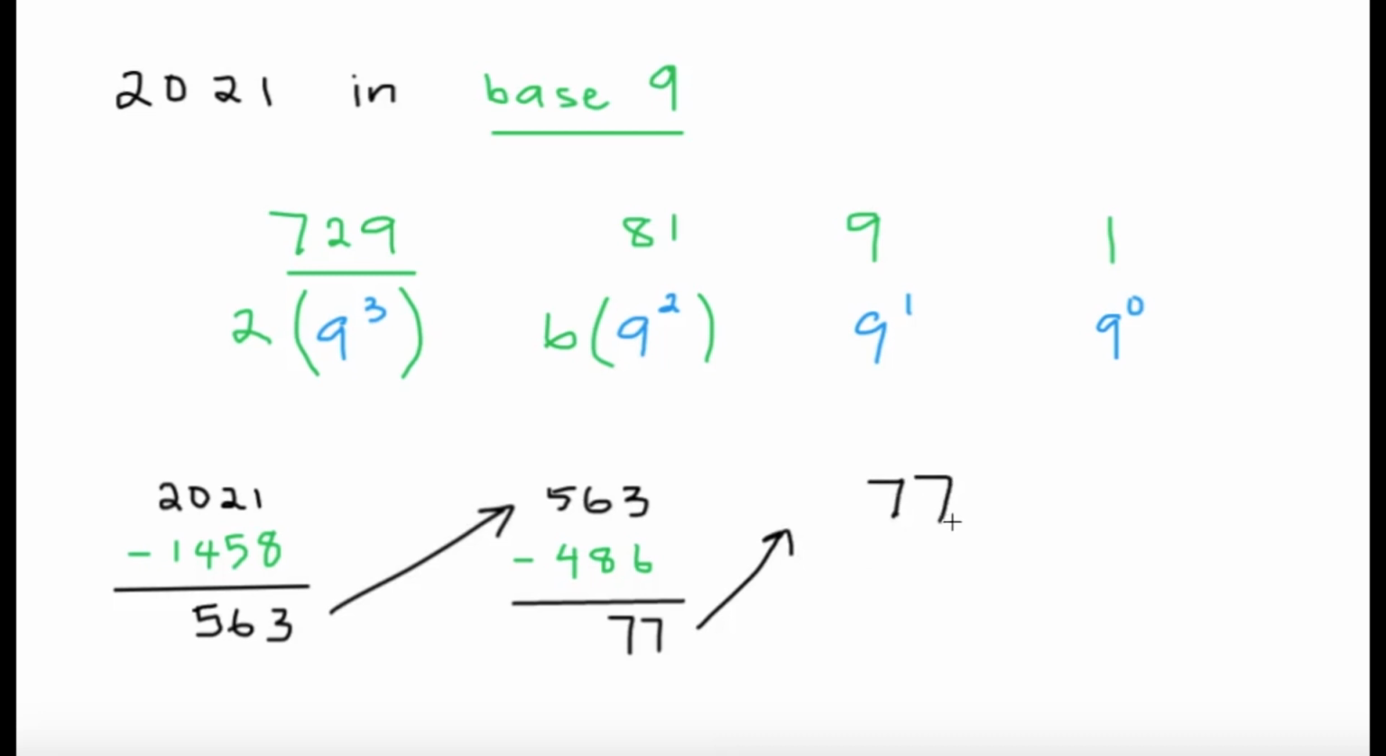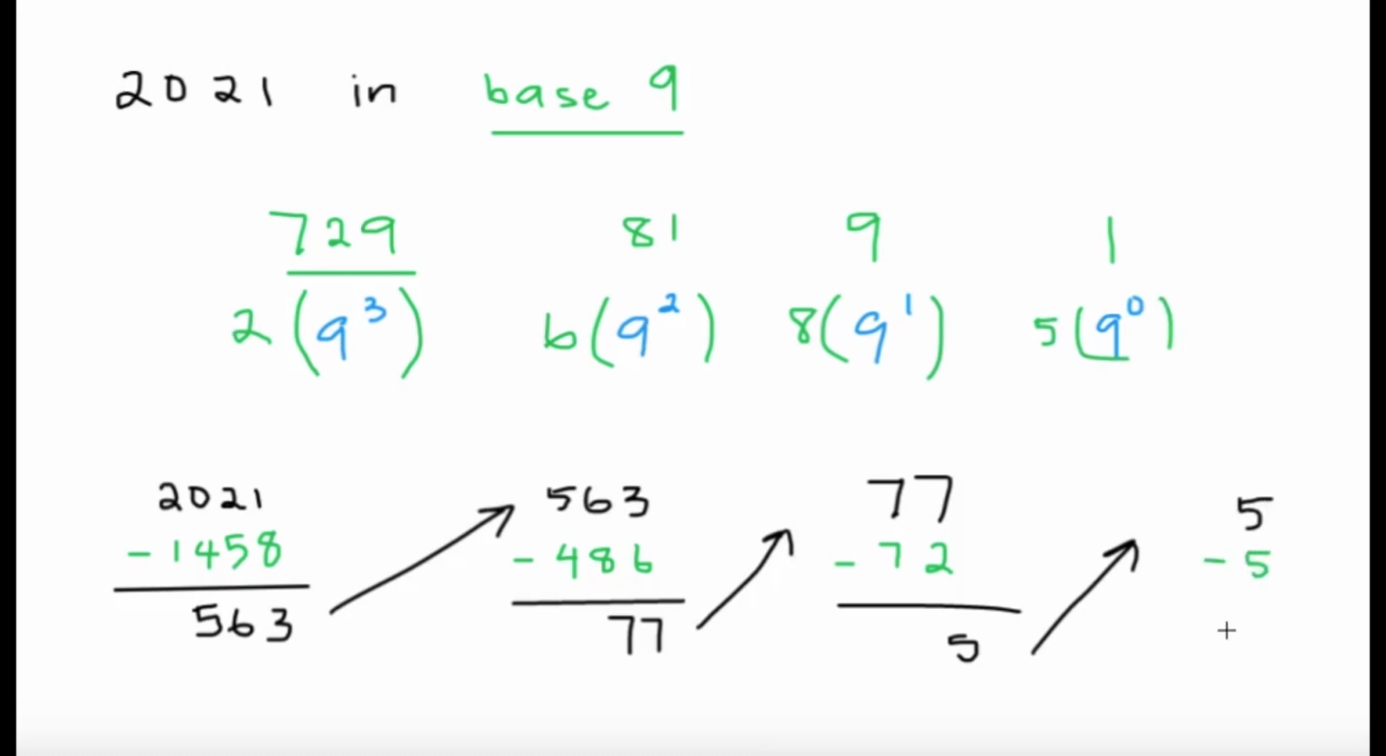So 77 divided by 9, I can subtract 9 eight times, so I'll put 8 here. Then I subtract 9 times 8, which is 72, and I'll have 5 remaining. Last question, how many times can I subtract 1 from 5? That's an obvious answer of 5. And make sure that at the end you get 0.